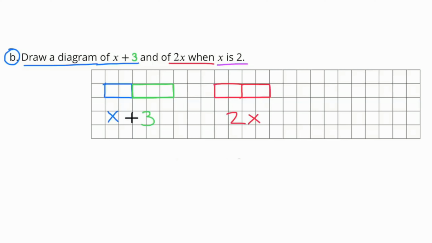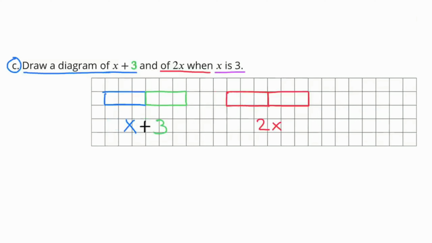B. Draw a diagram of x plus 3 and of 2x when x is 2. When the value of x is 2, 2 squares on my graph paper would equal 1x. So x plus 3 totals 5 squares, or 5 units, and 2x totals 4 squares, or 4 units.